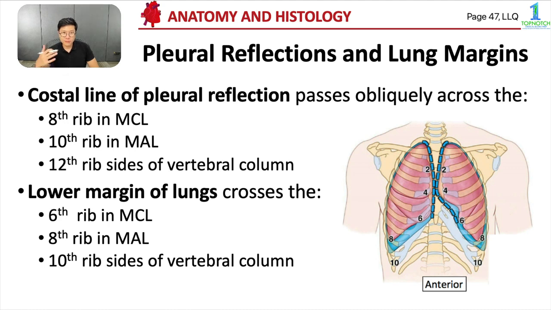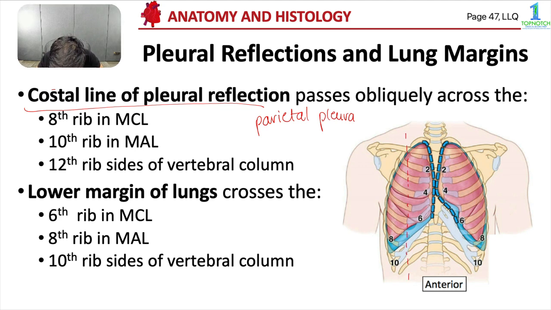So your parietal and visceral pleura reach different areas of the thoracic cavity. Your costal line of pleural reflection, which is basically your parietal pleura, reaches the eighth rib at the mid-clavicular line. So ito yung mid-clavicular line. Nakikita natin hanggang eighth rib siya. At the mid-axillary line, so laterally, it's at the 10th rib. And posteriorly, sa sides of the vertebral column, they actually reach the 12th rib.